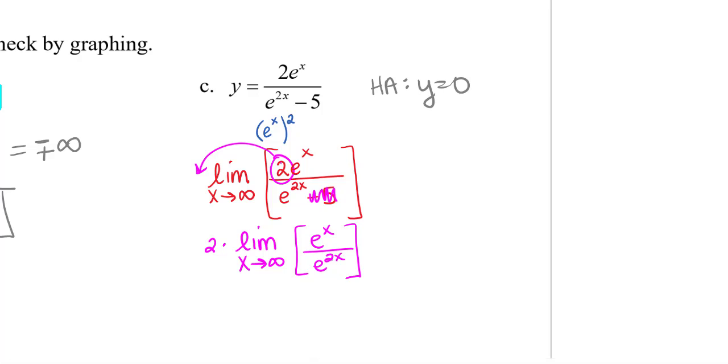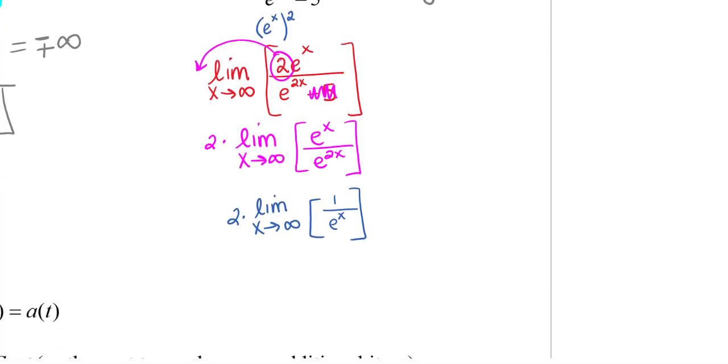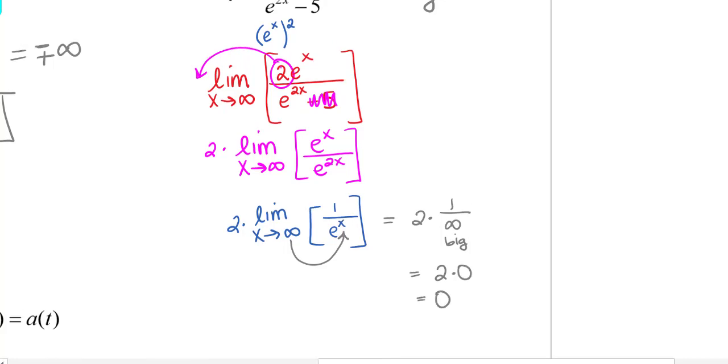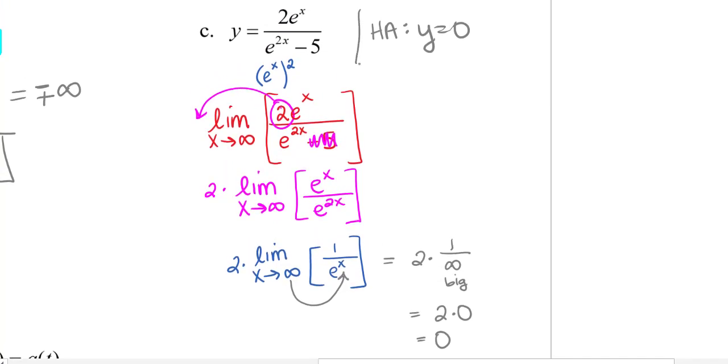And then I should be able to see, I'm hoping with relative ease, that e to the x over e to the 2x can be reduced to 1 over e to the x. And then again, I'm only focusing on this positive infinity part right now. So if I put positive infinity in there for x, you have 2 times 1 over infinity, or something really, really big. 1 divided by infinity is virtually 0. So this limit would be 0. In other words, my horizontal asymptote will be at y equals 0.